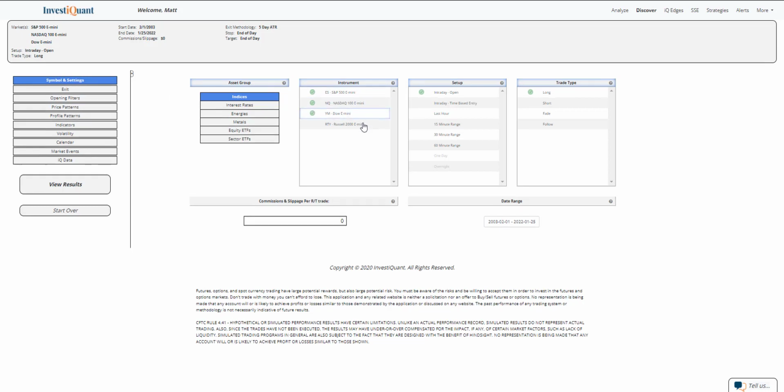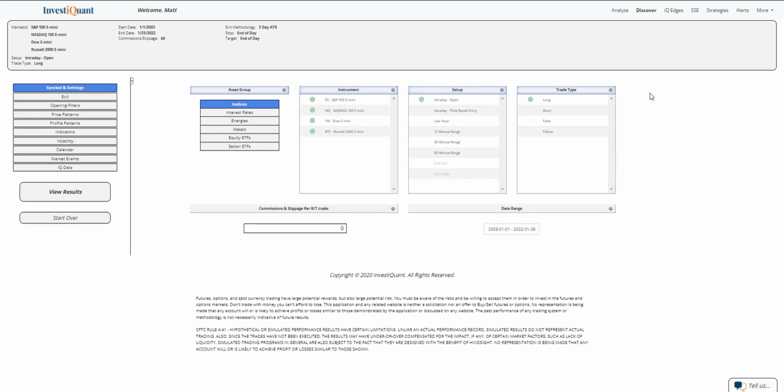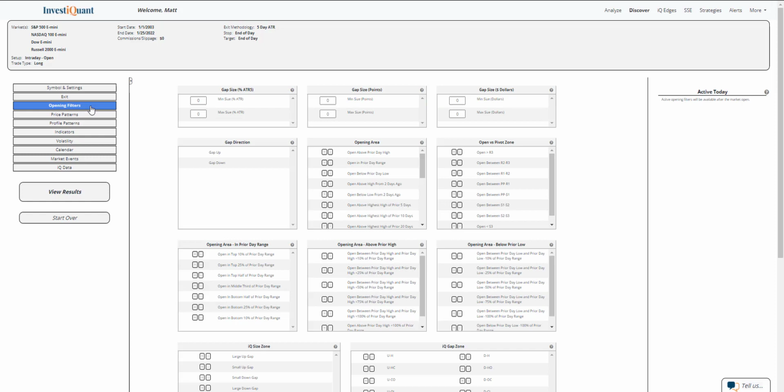I'm going to select all four instruments. The setup will be based upon entering the market long at 9:30 a.m. Eastern Time, exiting at 4:15 p.m. Eastern Time. Now, currently, we are trading lower in the overnight session. We have a pretty sizable overnight session with strong volume forming right now. So I'm going to go ahead and click on Gap Down from the opening filters.